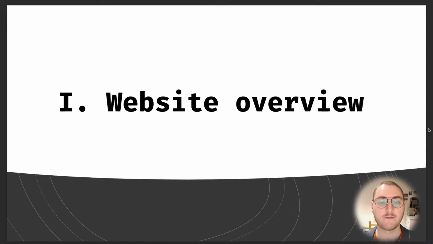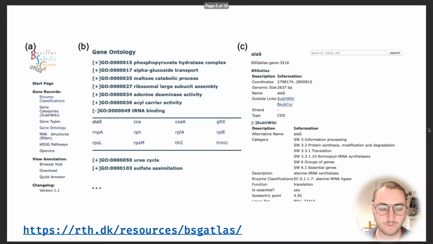Now, first, the website as a short overview. If we go to RTHDK and select the BSGatlas, we are presented with a section that has essentially three main components. The website provides a navigation bar here on the left, in which we can select different types of gene records, for instance, enzyme classifications or functional annotations from the gene ontology, here in the middle shown, which has biological processes, and by clicking on one of the processes, we see which genes are associated with it.